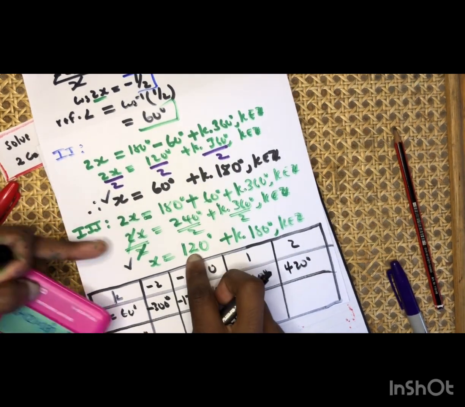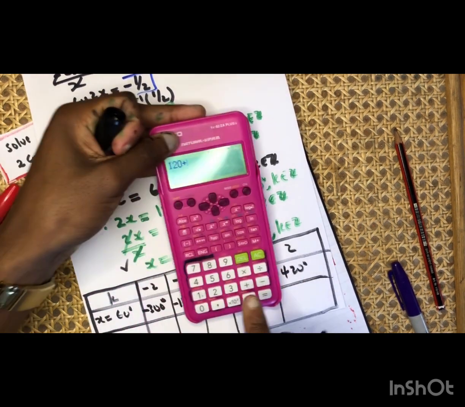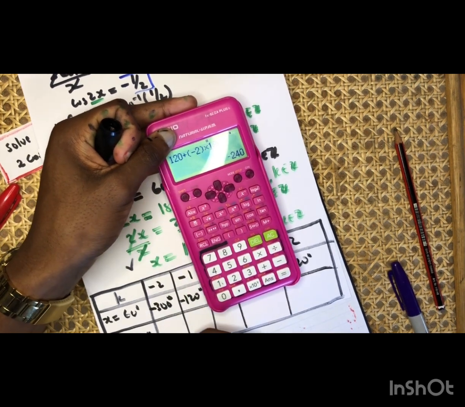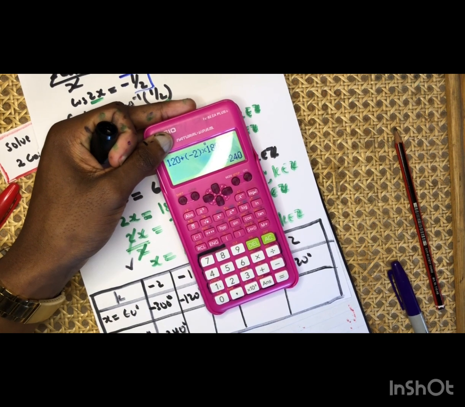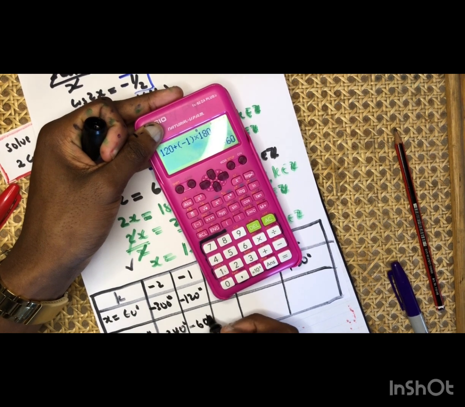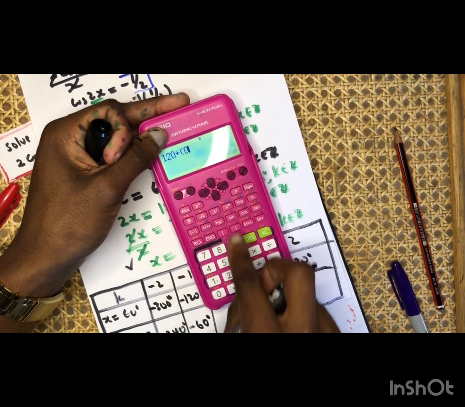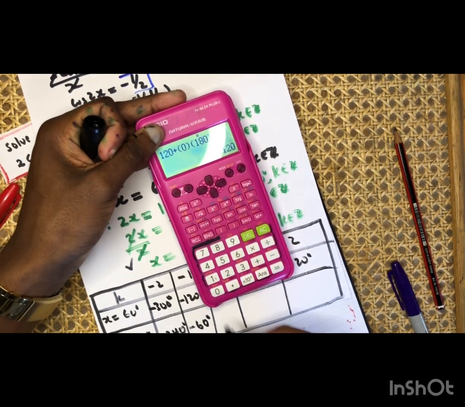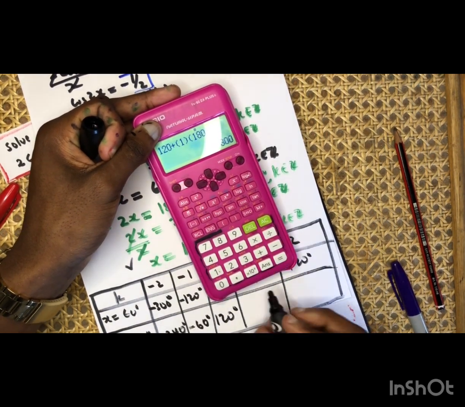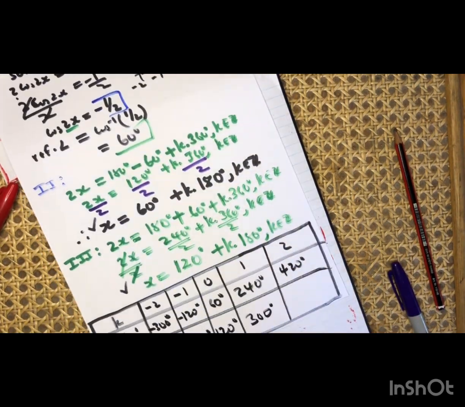Then we go to 120. We're going to do the same thing here. So I have 120 plus, in place of k, I'm going to put -2 first, times 180. We get -240. Then we put -1. We get -60. We put 0. We get 120. Now we put 1. It's 300. Do you see that 300, guys, is above 270? There's no need for me to continue.